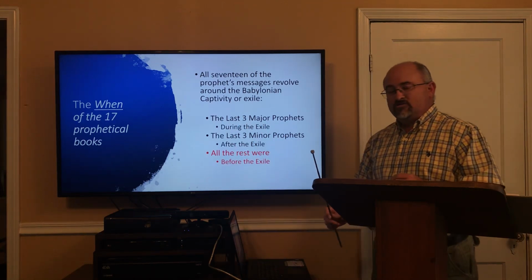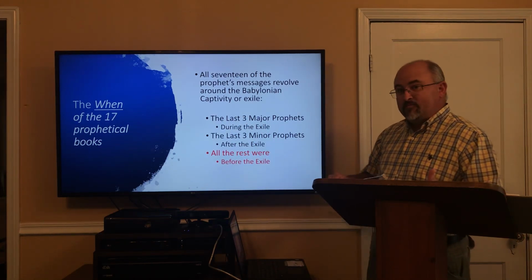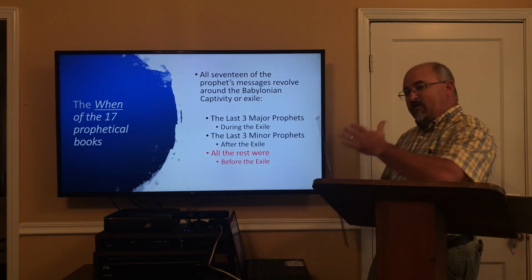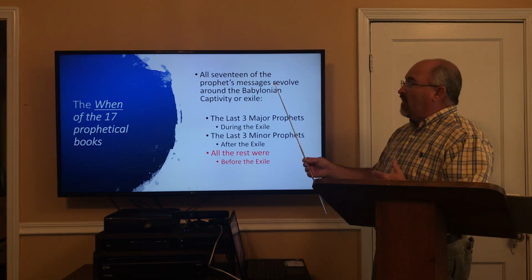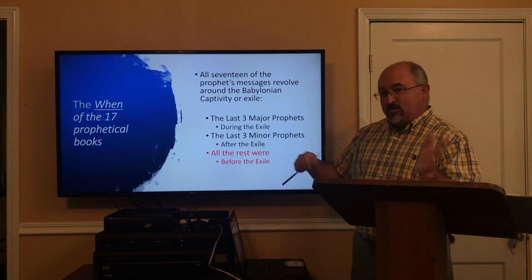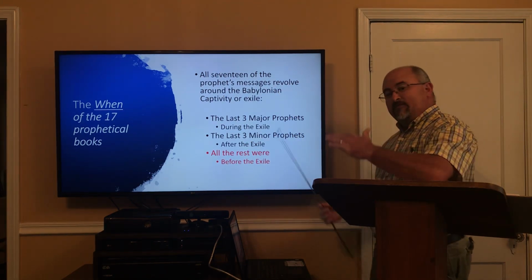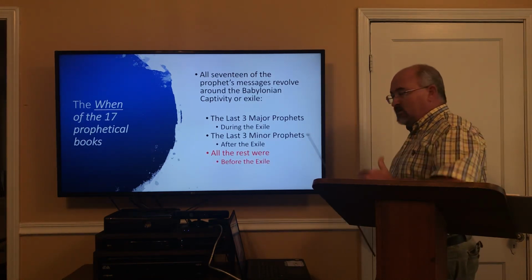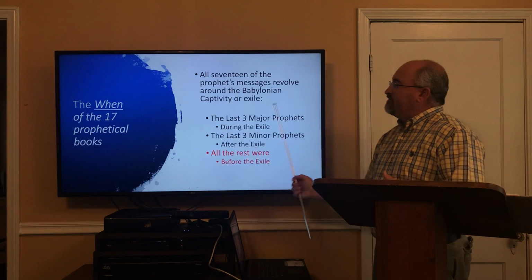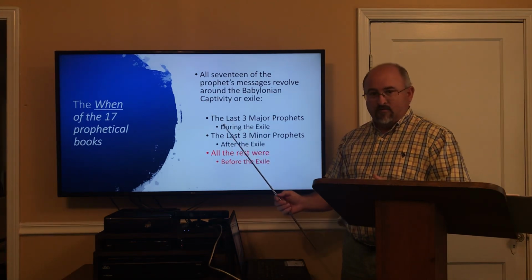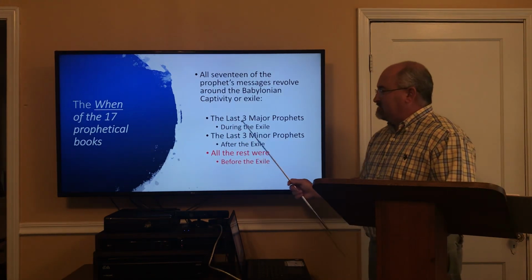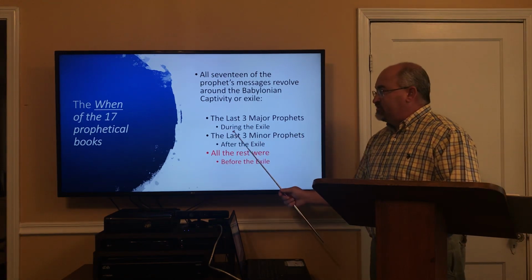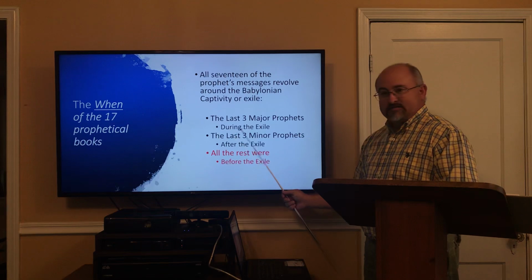Now the children of Israel, if you remember, move number 6 is from Israel to Babylon. Move number 7 is from Babylon back to Israel. So all of these occur between move number 6 and move number 7. Between move number 5, move number 6, move number 7, all of these books were written. Okay? Now, the last 3 major prophets were during the exile.